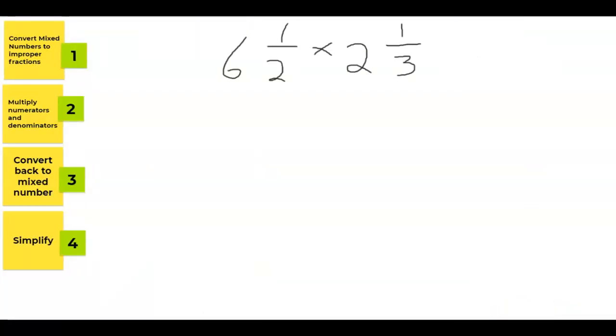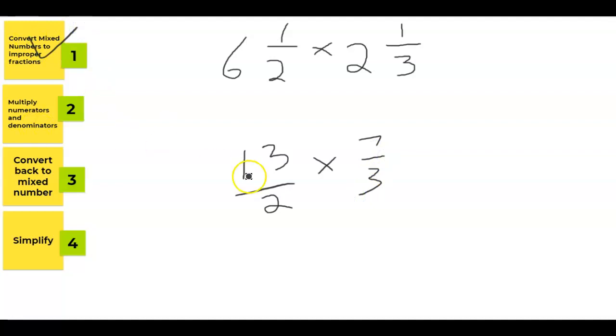And if you want to try this one on your own, if you want to pause the video and give it a try, be my guest, and then you can unpause and see how you did. All right, so here we go. Step 1, convert mixed numbers to improper fractions. 2 times 6 is 12. 12 plus 1 is 13 over 2. 3 times 2 is 6, plus 1 is 7. Hold on, 7 thirds. Okay, check.